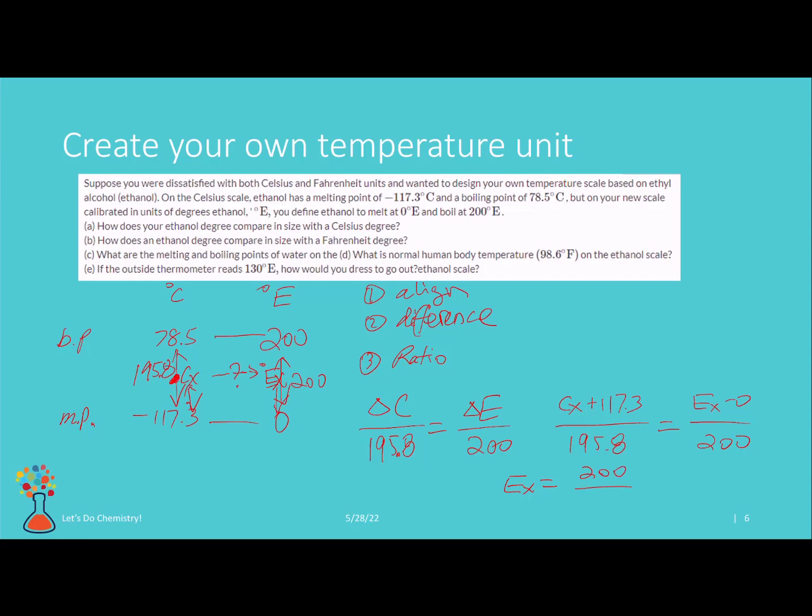You can easily find EX equal 200 over 195.8 times CX plus 117.3. Okay, so this one is the conversion formula to convert a Celsius degree to E degree. Okay, this is your own temperature unit.